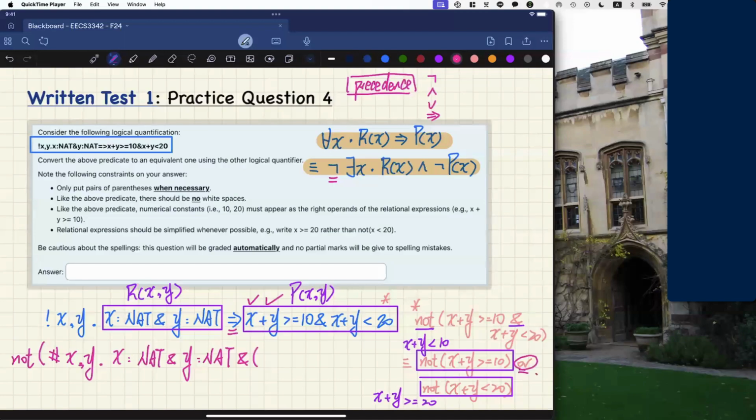All right. So here we're going to have x plus y less than 10. Let me just double check. Yeah. Or x plus y larger than or equal to 20. Right? Of course, don't forget, you also got some ending bracket over here to match the negation. All right. So the final answer is this one here.